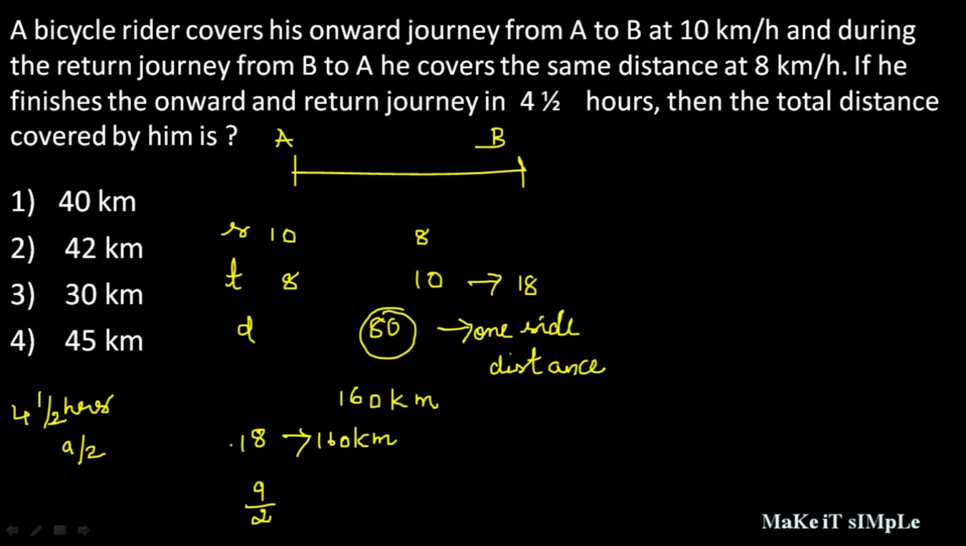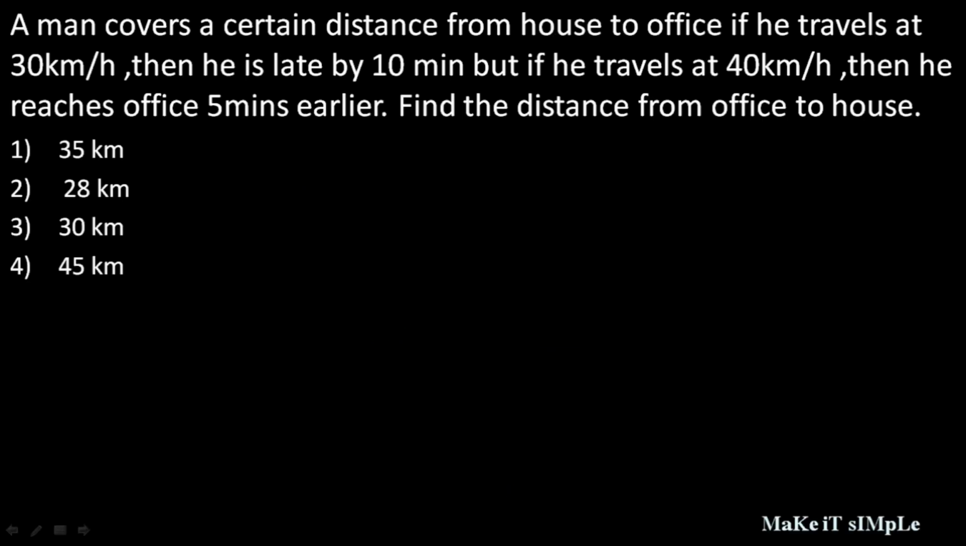So how can we get 9 by 2 from 18? We have to divide by 2. On dividing 18 by 2 we get 9. In the same way, 160 divided by 2, and then the 1 by 2 is already there. So when we cancel it, we get 40 kilometer.